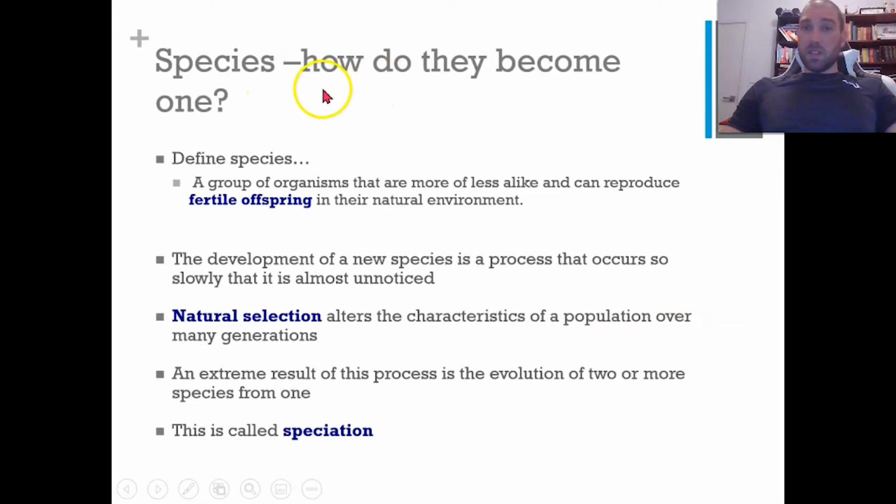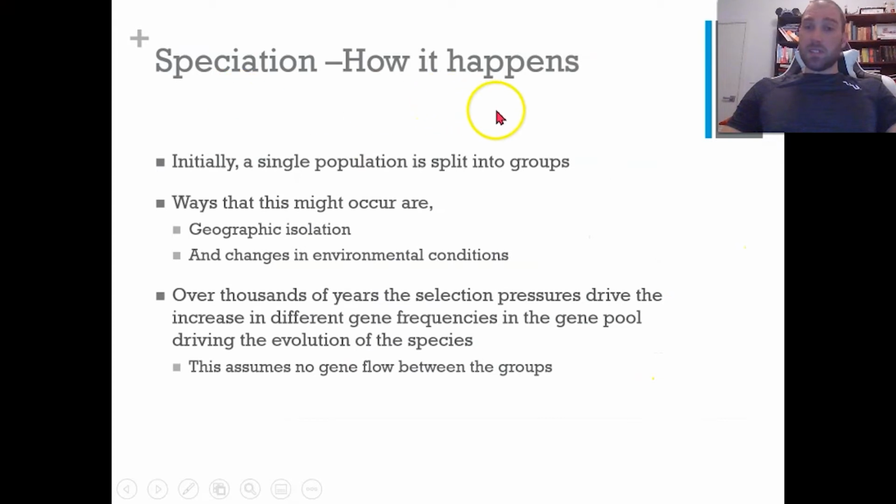So species, how do you become a species? We've defined a species as a group of organisms that are more or less alike and can produce fertile offspring in their natural environment. Remember, this definition applies to sexually reproducing species. Development of a new species is a process that occurs slowly, it's almost unnoticed. Natural selection alters the characteristics of a population over many generations. The extreme result of this process is the evolution of two or more species from one, and we refer to that as speciation.